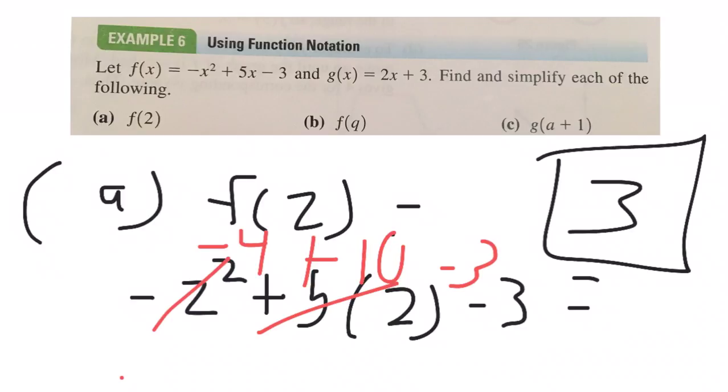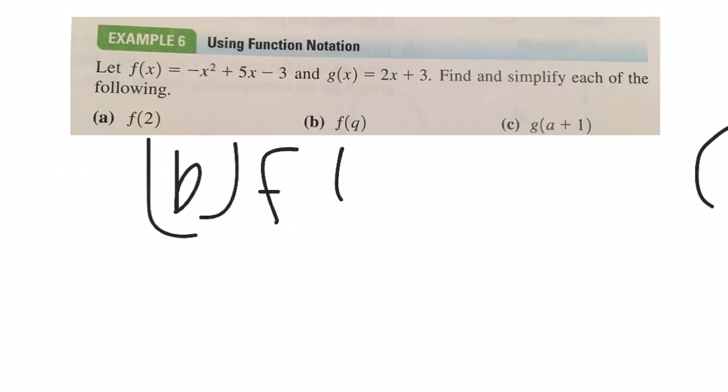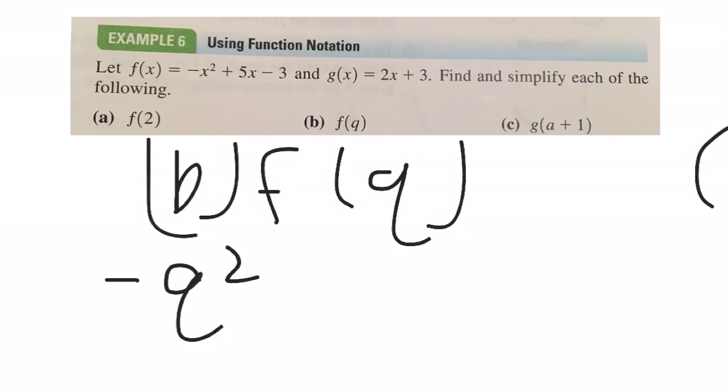Now we're going to move on to part B. F of q. That means everywhere there's an x in f, you plug in q. So instead of negative x squared, it'd be negative q squared. Instead of plus 5 times x, it'd be 5 times q, minus 3.